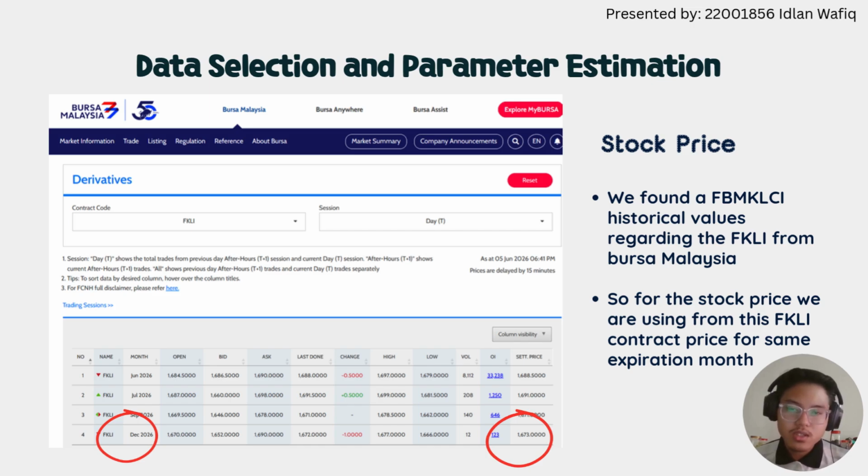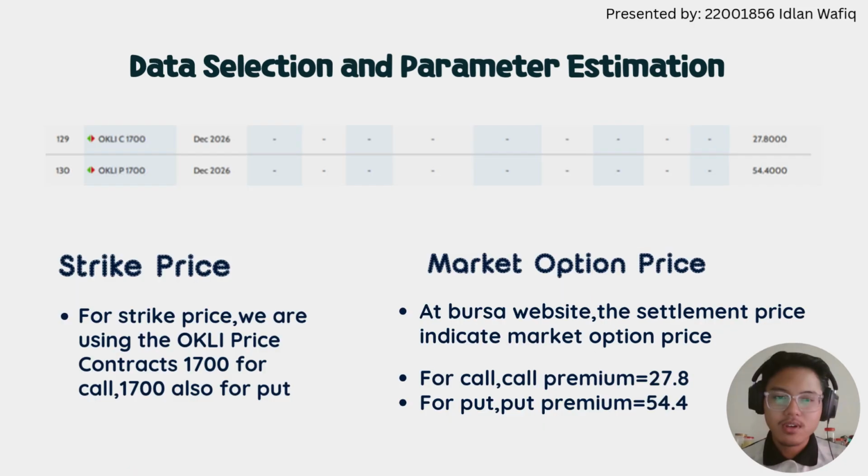So for our stock price, we found FBM KLCI from the Bursa Malaysia website. We are using the expiration month December 2026, for which the settlement price is 1,373. Also, we are collecting the OKLI, which stands for option on FBM KLCI, from the Bursa Malaysia website. So the market option price is 37.8 for the call premium, 54.4 for the put premium. For the strike price, we are using 1,700 for both of them.